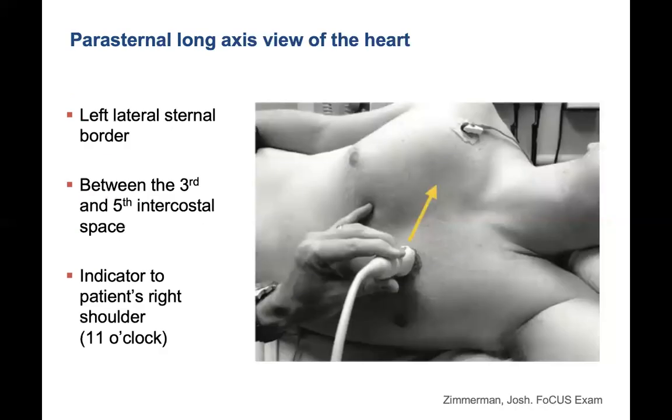So that parasternal view of the heart, again, this is not how I would hold the probe. This picture is just done this way so that you can see which way the indicator is facing. You would do that pencil hold down at the base. It's going to be left lateral sternal border between the third and fifth intercostal spaces. And that indicator is going to be to the patient's right shoulder or around 11 o'clock. Of course, each patient's going to be different, so you might need to adjust. But that's about where you're going to start.